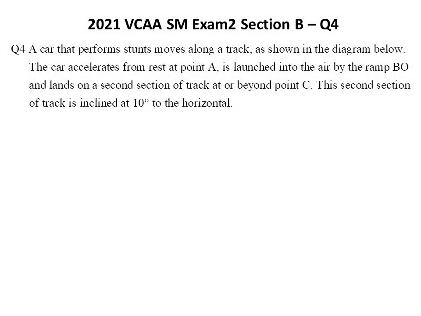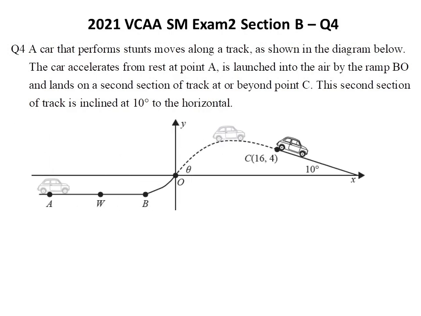Welcome to this VCAA Specialist Maths exam paper series. This is section B of the 2021 exam 2 paper. There are a total of 6 extended response questions in section B. In this video, we will present the fourth extended response question, which states that a car performs stunt moves along a track as shown in the diagram below.